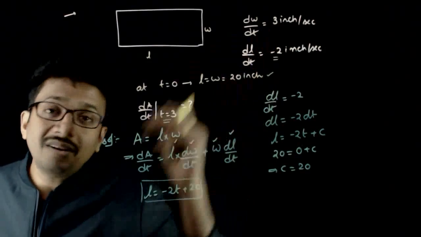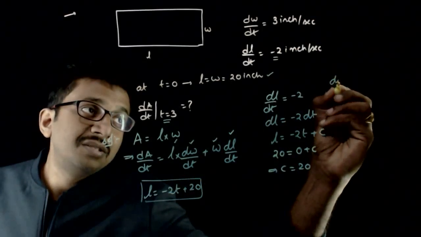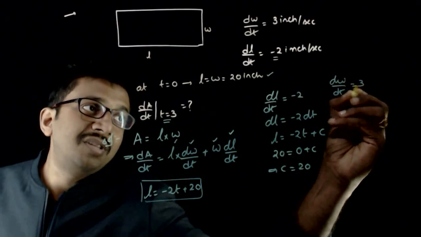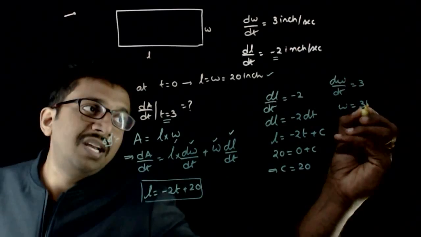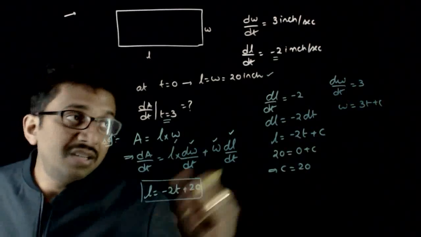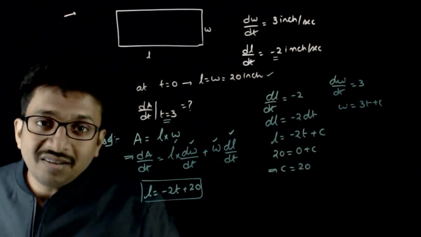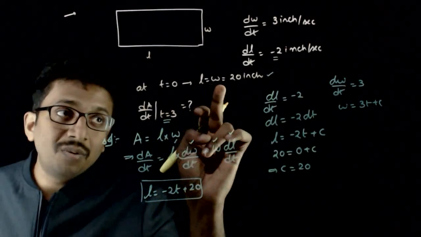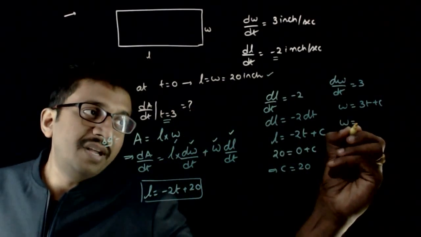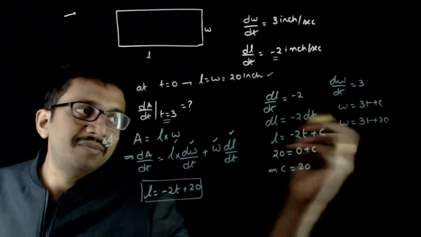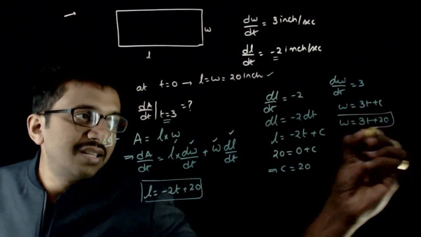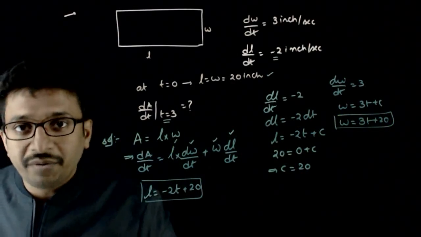Similarly, let us do it for the width. dW/dt is equal to 3. So W is equal to 3t plus c. I'm just skipping one step. Again at t equal to 0, width is 20. So W becomes 3t plus 20. This is the function of width with respect to time.